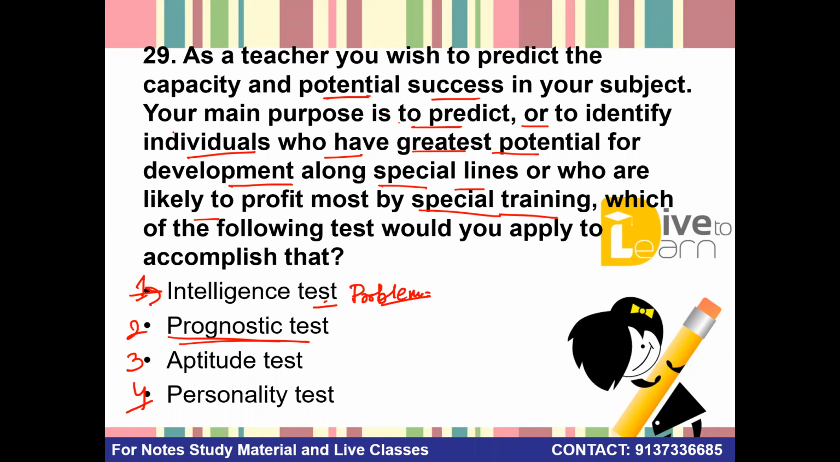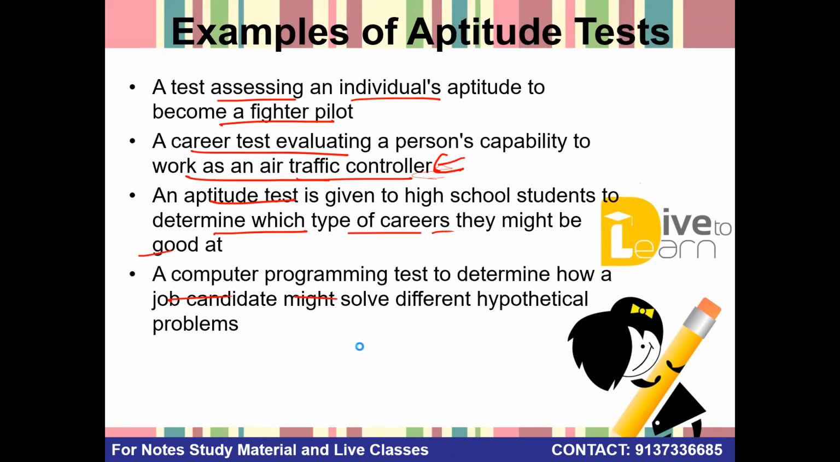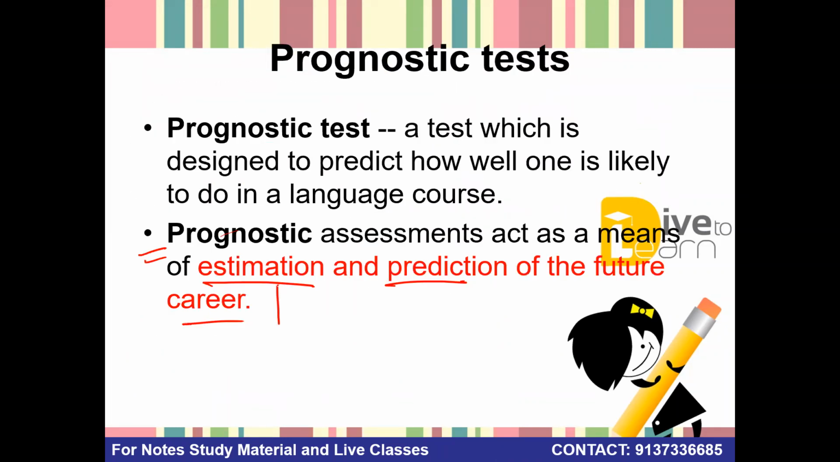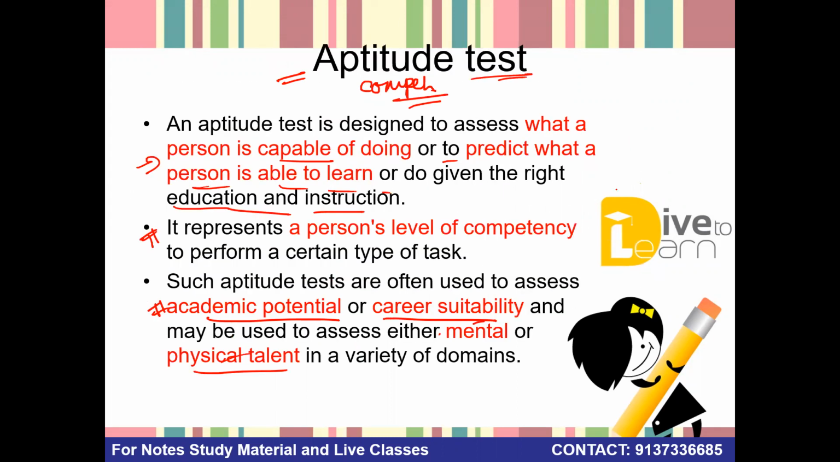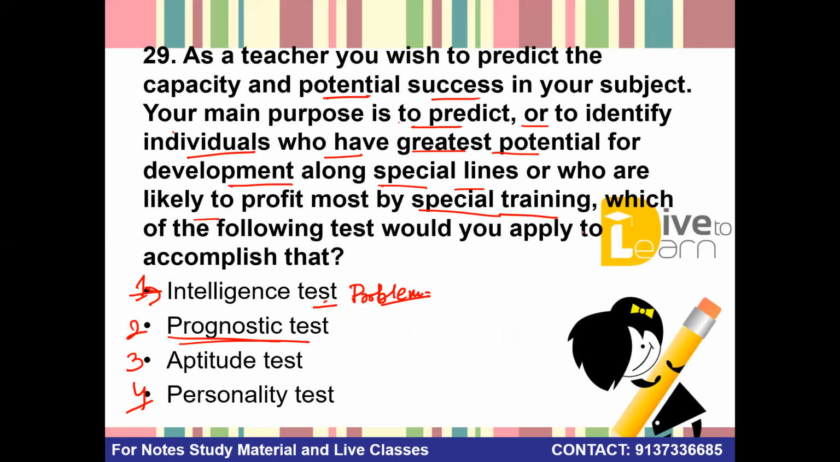Prognostic test. Okay. So see, remember, a prognostic test is only about estimation and prediction of future career. If you read the question well, an aptitude test also predicts, but what is a person able to learn, what is a person's level of competency. So here you are predicting the capacity, potential, success. You are able to identify people who have the greatest potential along a specific line. If you are giving special training, then who will be able to accomplish a particular thing.